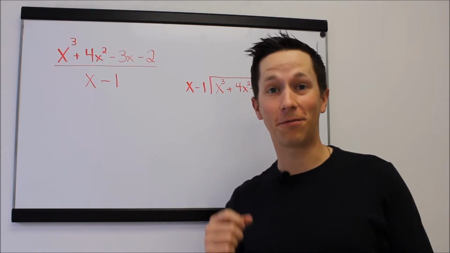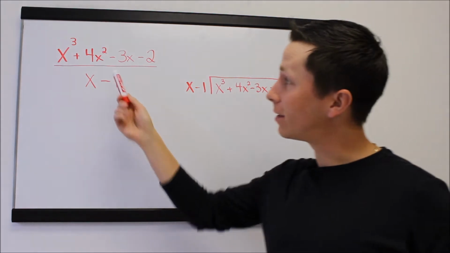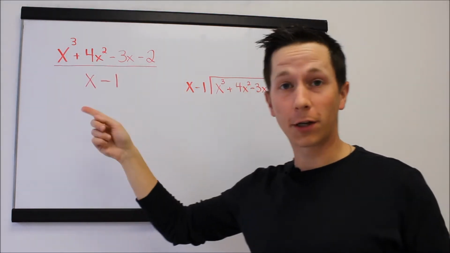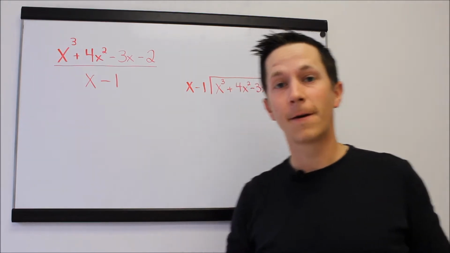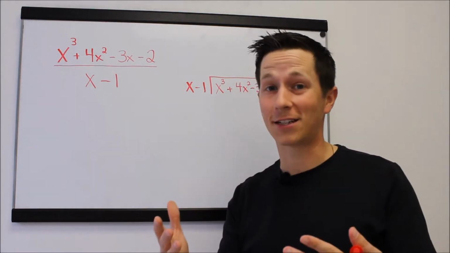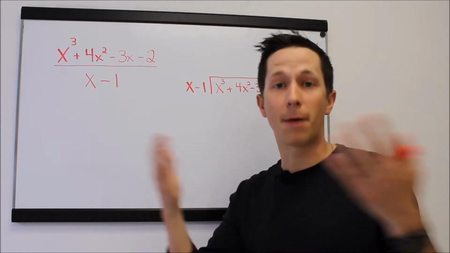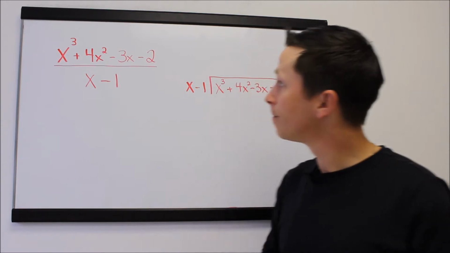Really excited to share this video on dividing polynomials. Let's say you're given a question like this. We've got a polynomial on top and a factor on the bottom, and it says find the quotient of this. This can be really helpful when we're trying to find the zeros or the x-intercepts for a polynomial, and then maybe try and plot the graph, because obviously the x-intercepts are important points.